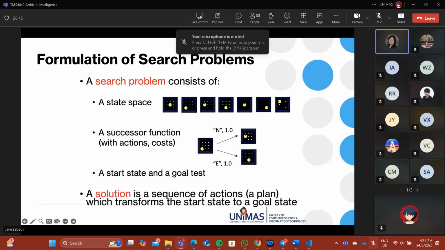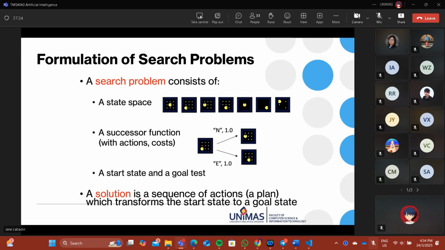So what is the solution to the problem? The solution is a sequence of these actions, the sequence of actions that you take. That is the plan, which transforms the start state to a goal state. So you have a start state and you have a goal state. What are the sequence of actions that you take in order to reach that goal state? That whole thing, this sequence of actions, is called the solution.